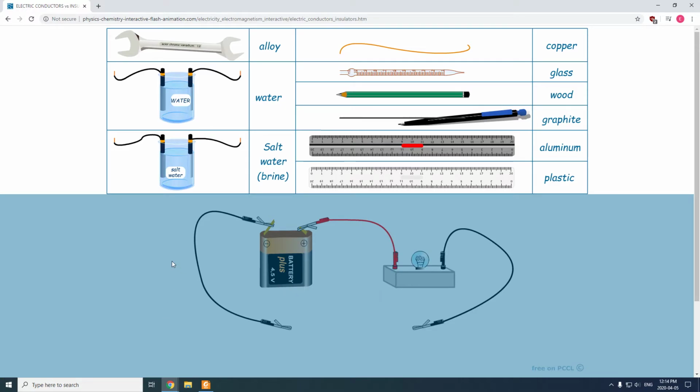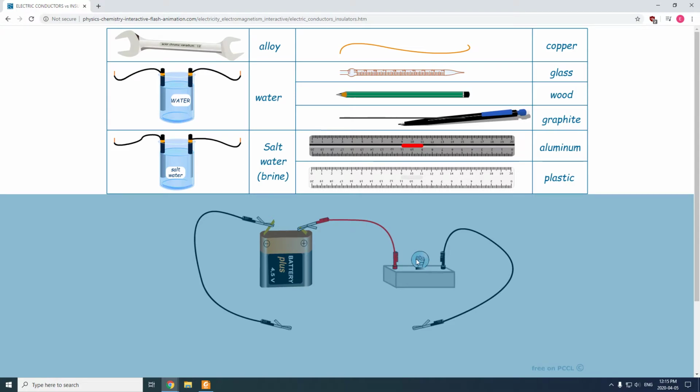Here's the little simulation. Up top, I have all of my materials that we're going to test out. And down here, we have our circuit. We have a battery that's going to supply the flow of electrons. It's going to allow the electrons to move. And that battery is connected up to a light bulb. And then the wire goes around like this.